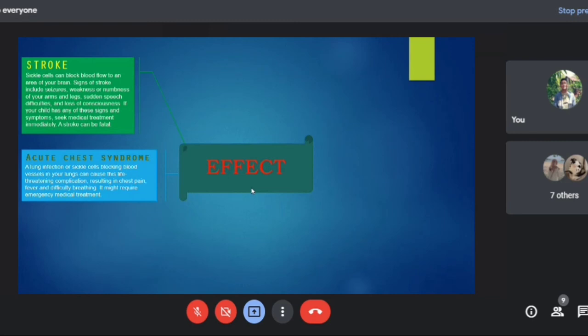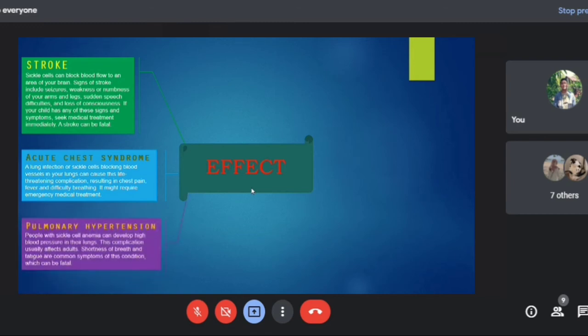The third one is pulmonary hypertension. People with sickle cell anemia can develop high blood pressure in their lungs. Complications usually affect adults. Shortness of breath and fatigue are common symptoms of this condition, which can be fatal.